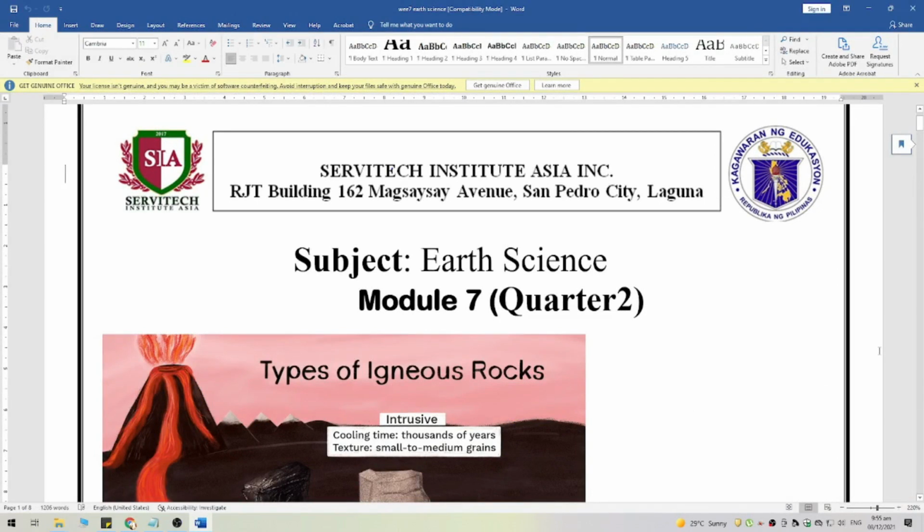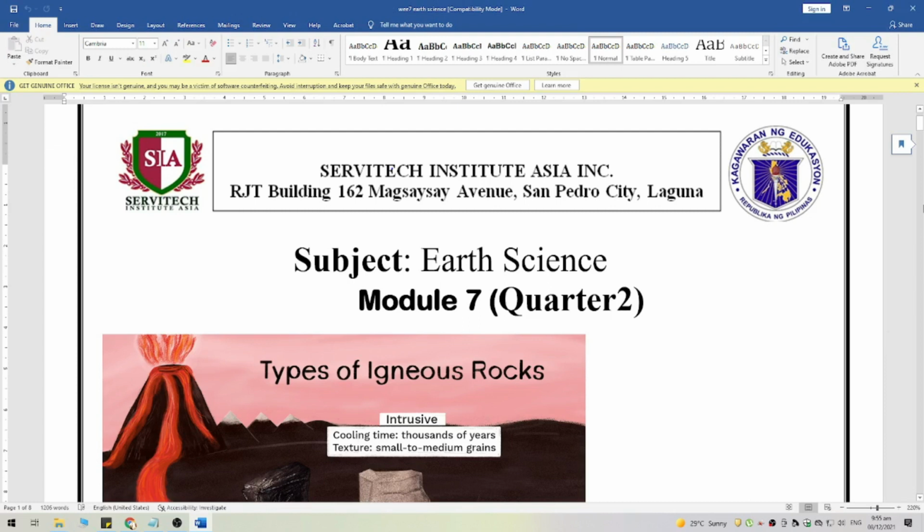So good morning everyone and welcome to part 7, module 7 of our quarter 2. In this activity for our Earth Science, we are going to talk about the types of igneous rocks. Okay, and so much for that.